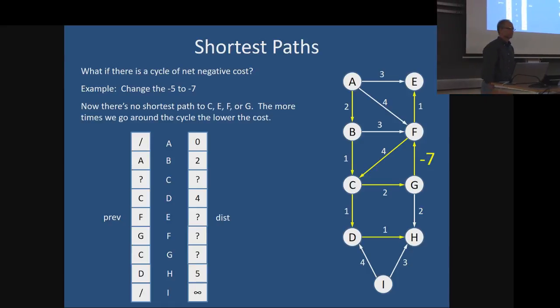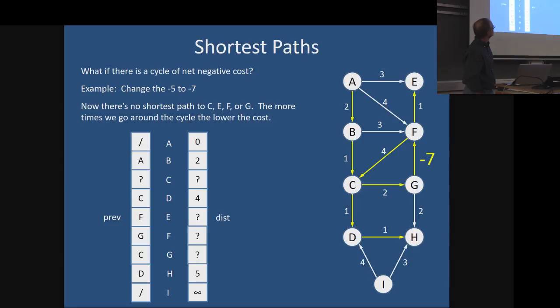I think I noticed a bug in the slides. D shouldn't be 4, it shouldn't be 2 or -infinity. No, that's true. In fact, D and H, and E for that matter, should all be question marks. But B and A are good.